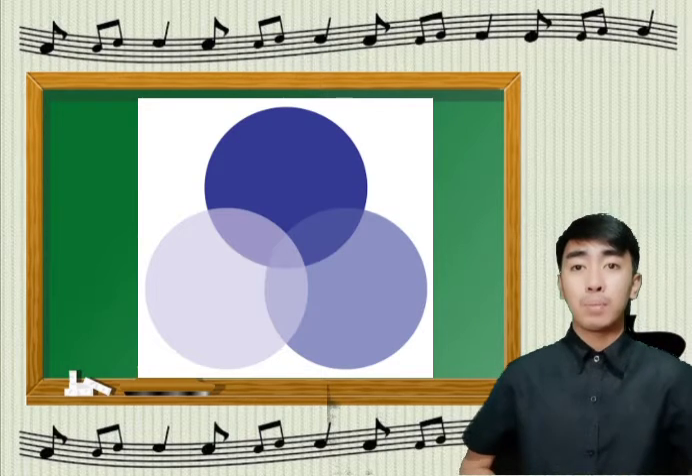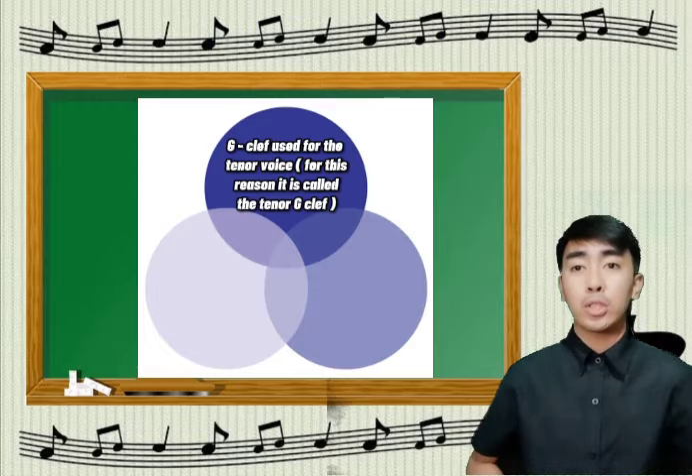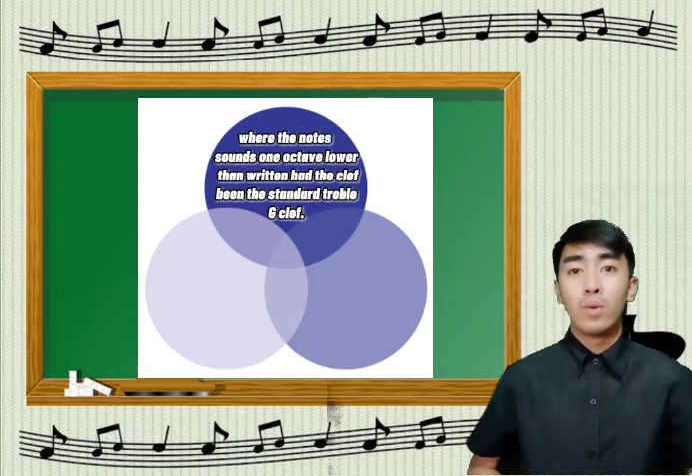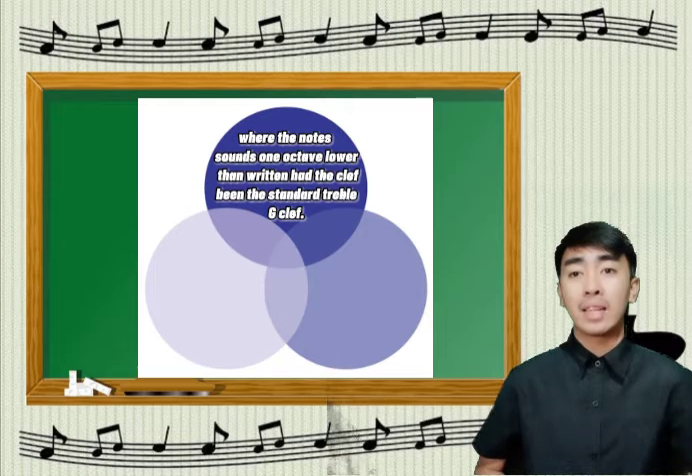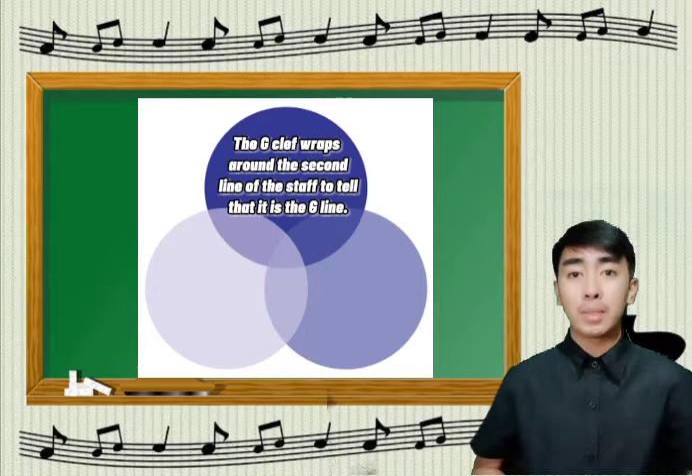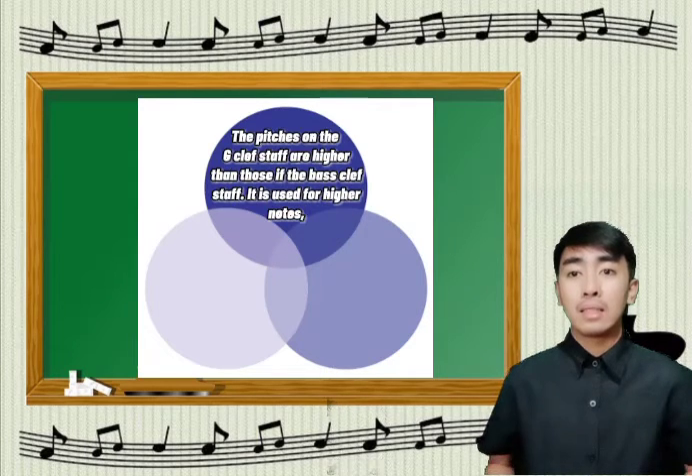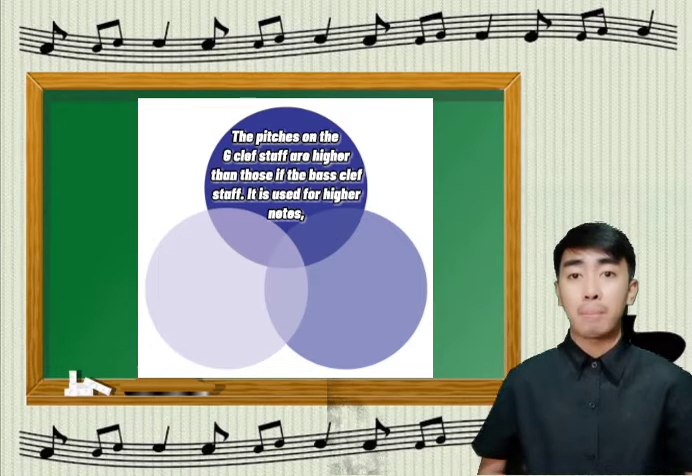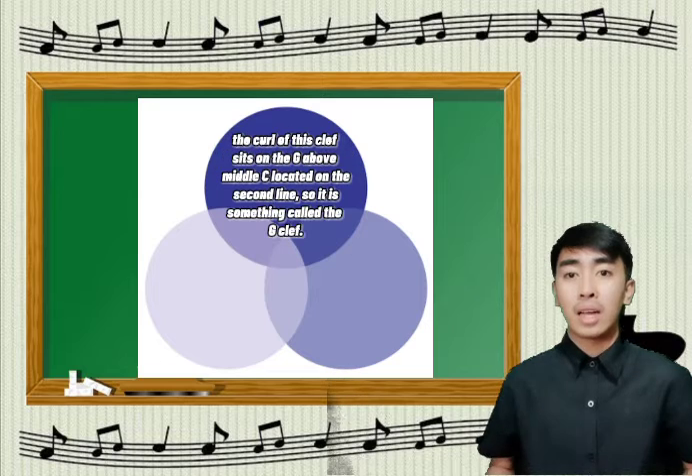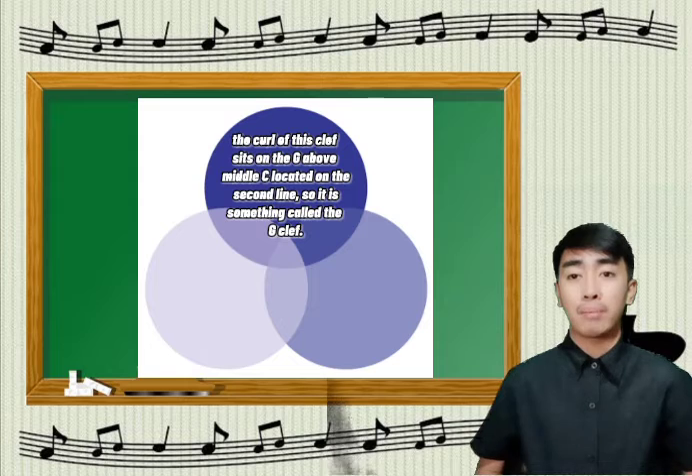So the differences of these three clefs: the G clef is used for the tenor voice. For this reason, it is called the tenor G clef, where the note sounds one octave lower than written had the clef been the standard treble G clef. The G clef wraps around the second line of the staff to tell that it is the G clef. The pitches on the G clef staff are higher than those of the bass clef staff. It is used for higher notes. The curl of this clef is on the G above middle C, located on the second line. So it is sometimes called the G clef.